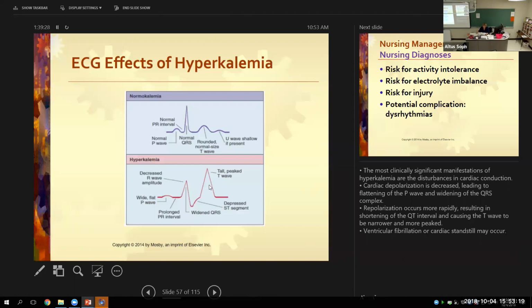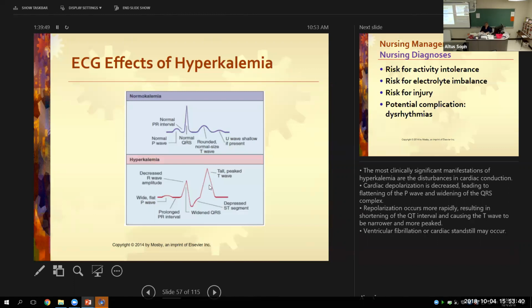So just to avoid that possible error, because you never want to give it IV bolus or push. You would want to give it in a mixture of saline, 10 milliequivalents over at least 1 hour. And you would want to be monitoring, if you can, their cardiac status. They should be on telemetry when you're doing that.